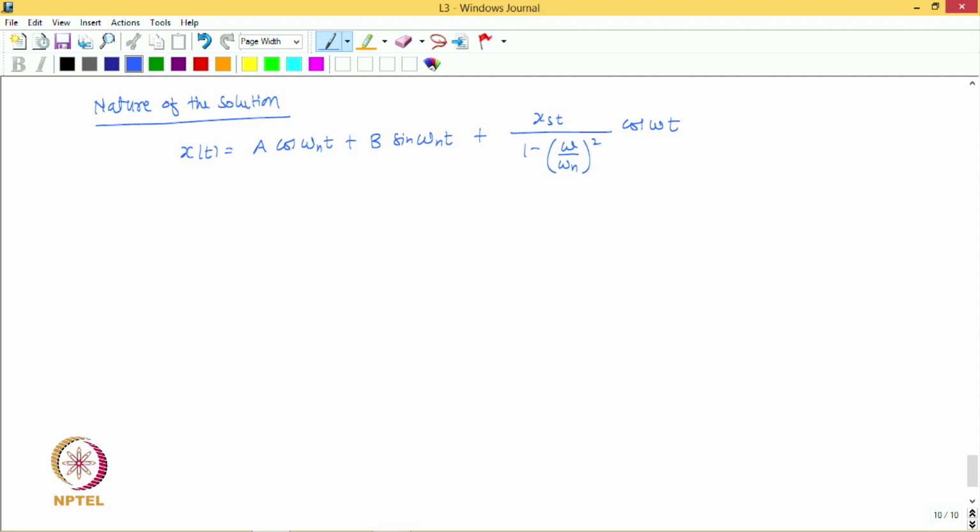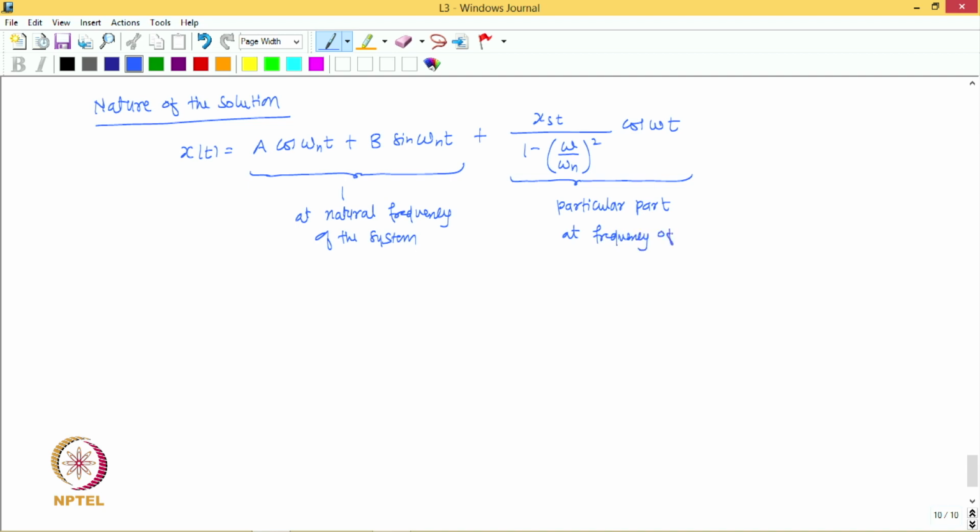We note that there are two parts of the solution. This part is the complementary part, and it occurs at the natural frequency of the system, and this part is the particular part, and it occurs at the frequency of excitation, the frequency of the external force. Of course, let me write here that it is the complementary part.